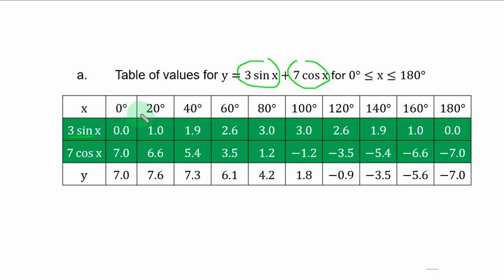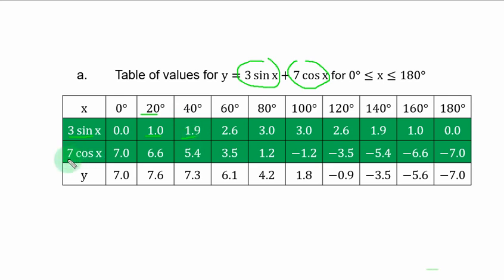When s is 20 degrees, you check sin 20 degrees and multiply it by 3, maintaining 1 decimal place, and you have 1.0. Then you check for sin 40 degrees times 3, you have 1.9, and so on.